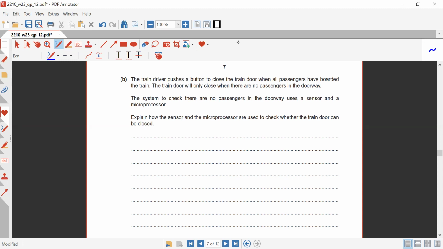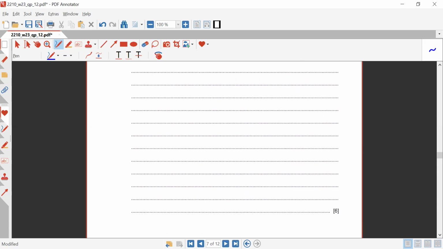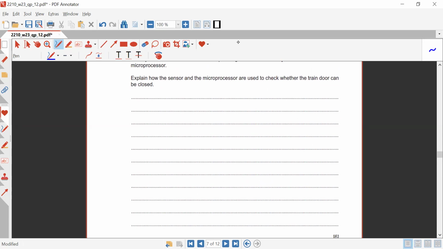Now, obviously, we need to know what type of sensor would be utilized. Explain how the sensors and the microprocessors are used to check whether the train door has been closed. So it's for 6 marks. How are we going to write it down? First of all, starting with the name of the sensor. We could utilize a proximity sensor, a pressure sensor, a weight sensor, or an infrared sensor. I will be going with the infrared sensor.